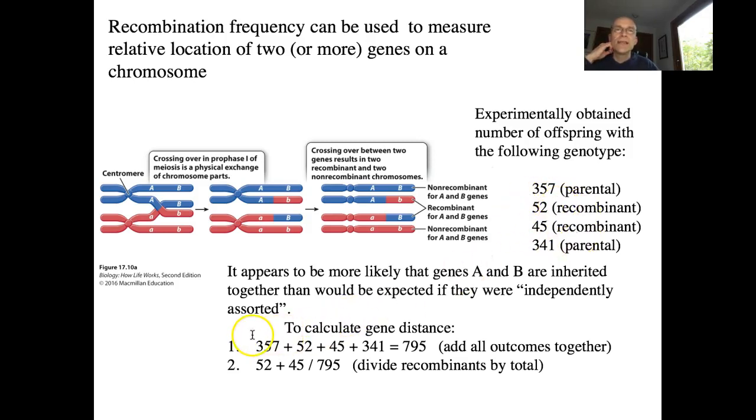And so you can use those numbers by first adding them all up and then adding only the recombinants and dividing them by the overall number to determine what the frequency is of recombination. And so if you add these together, this is 97 divided by 795, which comes out to be about 0.12, about 12%. 12%, 92 of 795. And so that number is the number that gets put on something that's called a genetic map. Let me show you this genetic map.